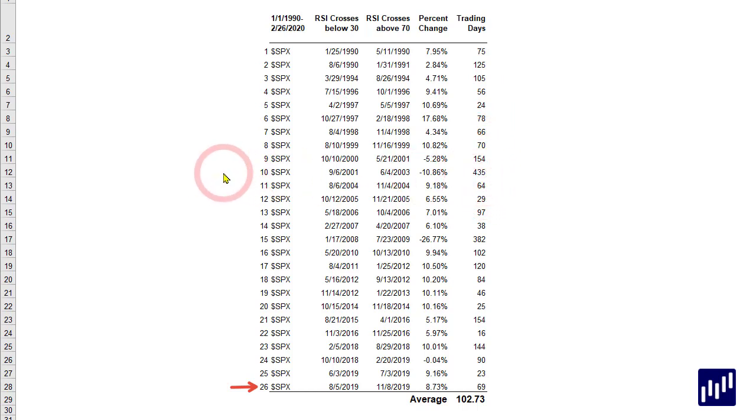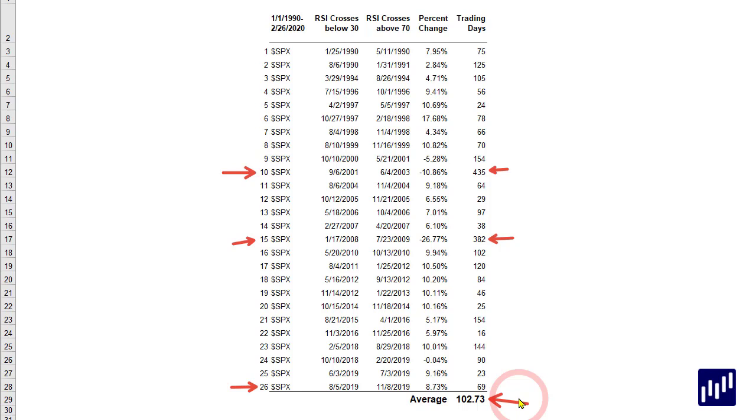And there, of course, is the 2001-2 bear market, and into 2003, 435 days. And there we can see the financial crisis, 2008, 2009, 382 days. But the average of all 26 occurrences is 103 days, roughly. Call it 100. So that tells me that the market has been blindsided, and I would think we would need at least 100 trading days.